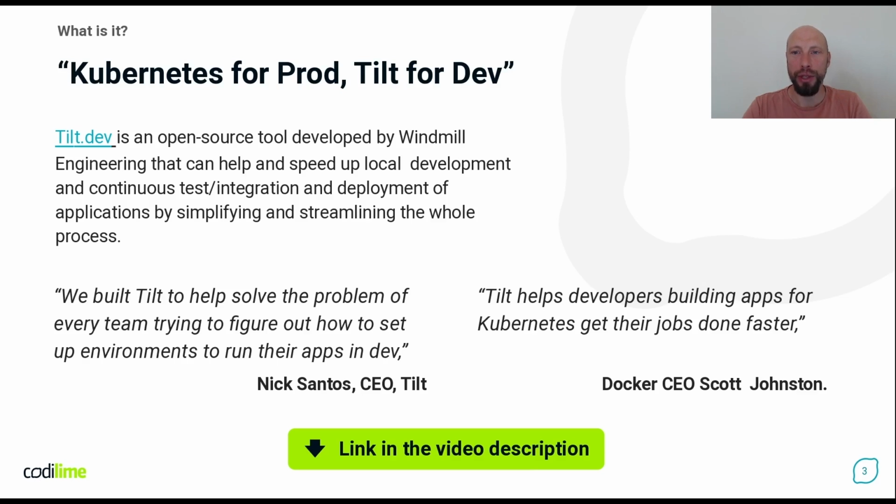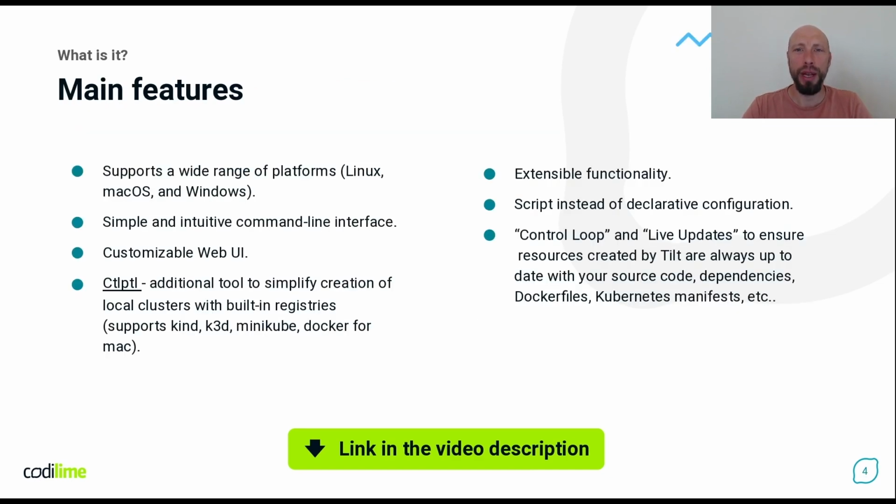As a kind of recommendation, it is worth mentioning that the Tilt team and Tilt project joined Docker in 2022. So it might be that we will see its features in Docker Desktop, for instance, in the near future. But anyway, plans are that Tilt will stay open source. Tilt supports Linux, Mac, and Windows. It has a simple command line and a graphical interface to monitor your resources. You can configure its behavior to achieve whatever you need, and Tilt should keep your resources always updated whenever you change your source code, your dependencies, manifests, etc.